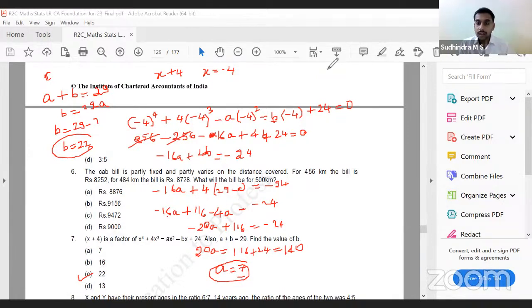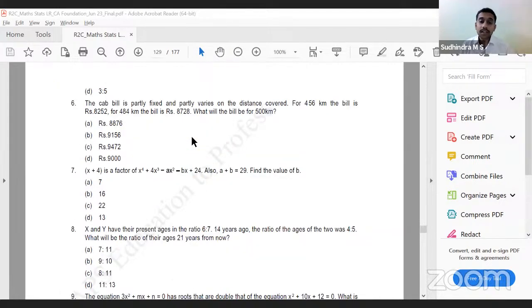We will look into the next question. Anyone still writing? No. Next question. Question number 8. X and Y have their present ages in the ratio of 6:7. 14 years ago, the ratio of the ages of the two was 4:5. What will be the ratio of their ages 21 years from now? Option B, 9:10. Right answer. Correct. Let others try. We'll discuss.